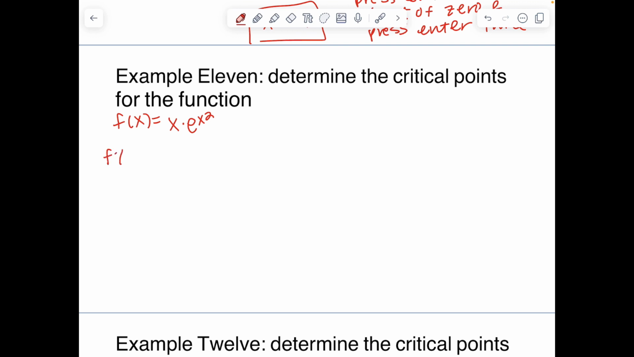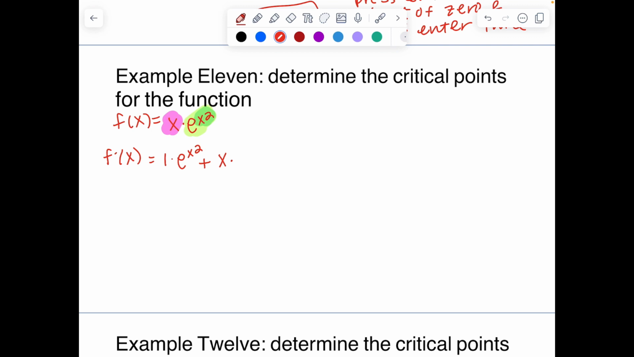So I'll start off, I'm going to highlight my 2 different functions. So this is function 1, and then this is function 2. And within function 2, there's also a little bit of a chain rule right here. So I'll start by taking the derivative of x, which is 1. So I'll have 1 times e to the x squared, and then plus x times, so the outside function is still e to the x squared, but then I have to multiply by the inside function, which is 2x.